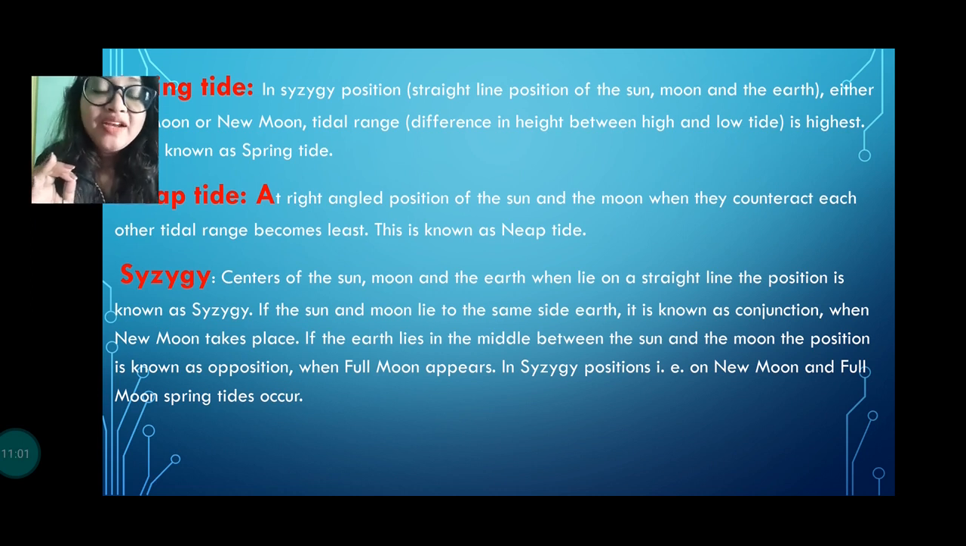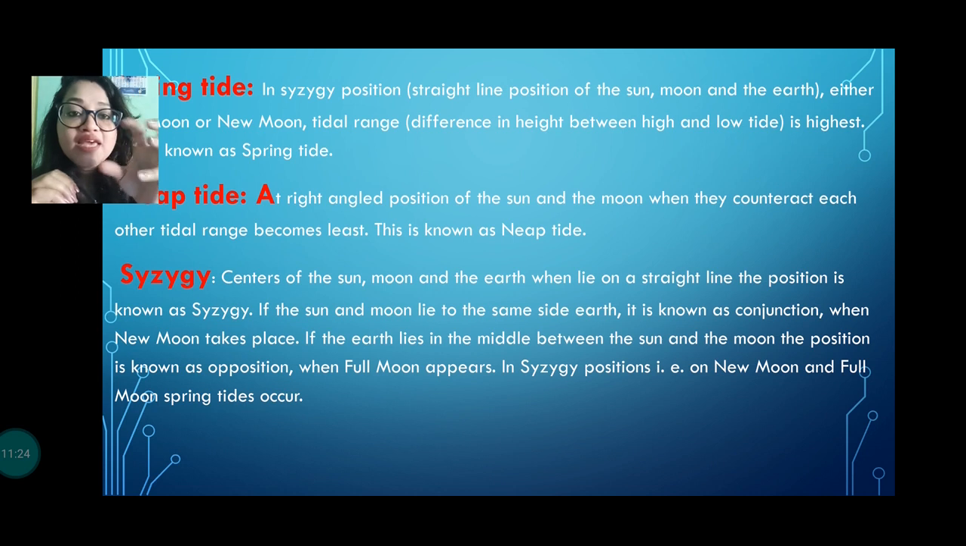Next one is the neap tide. The low tide is also called the neap tide. These are right angle positions. In the right angle, when the primary tide and secondary tide occur, low tides occur. So at the right angle positions of the sun and the moon, the tidal range becomes least. You can see the earth, the moon and the sun at a right angle, so there is a very least rising of the water. That is known as the neap tide.